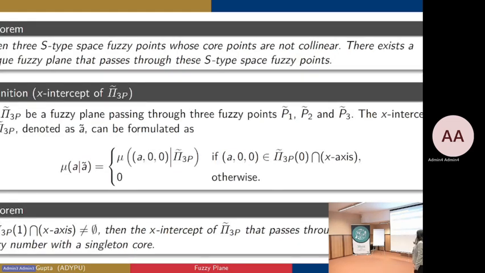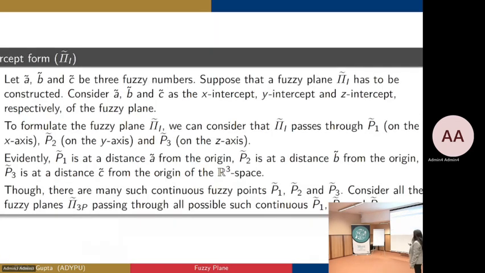So now we will move on to the x intercept, and with the help of the x intercept, the intercept form of the fuzzy plane. Suppose there is a fuzzy plane pi tilde and it intersects the x axis. Then the membership value can be defined by this expression, and it will always be a fuzzy number. For the intercept form, suppose that a tilde, b tilde and c tilde are three fuzzy numbers, and to formulate the fuzzy plane in intercept form, suppose there are three points P1, P2 and P3 which are at distances a tilde, b tilde and c tilde.